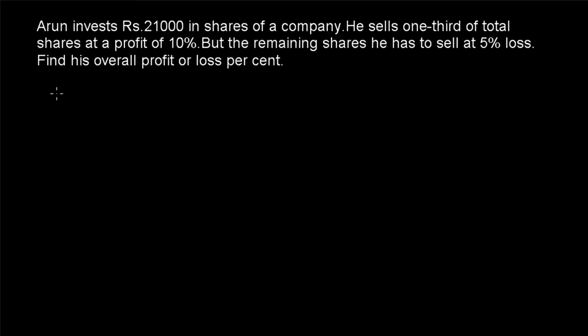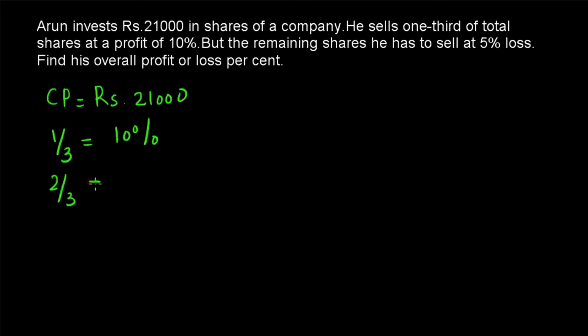Now, final example. Arun invests rupees 21,000 in shares of a company. He sells one third of the total shares at a profit of 10%, but the remaining shares he has to sell at 5% loss. Find his overall profit or loss percentage. So his cost price is rupees 21,000, and he is selling one third of the total shares at a profit of 10%. The remaining shares will be 2/3, so the 2/3 part he is selling at a loss of 5%. Since it is a loss, we have to represent it by a minus sign. What is his overall profit or loss percentage?